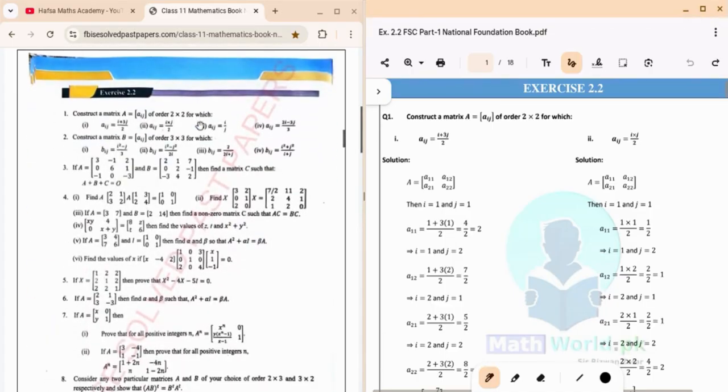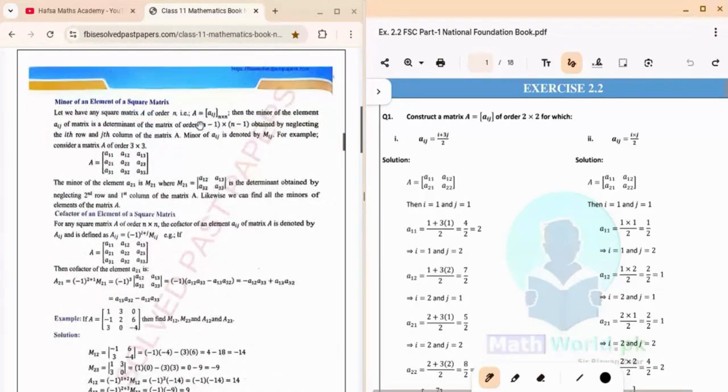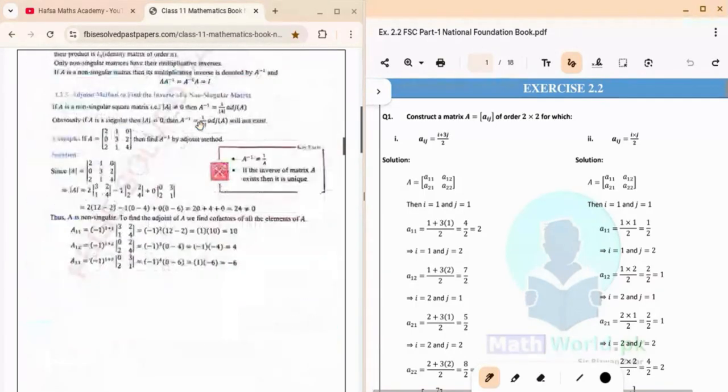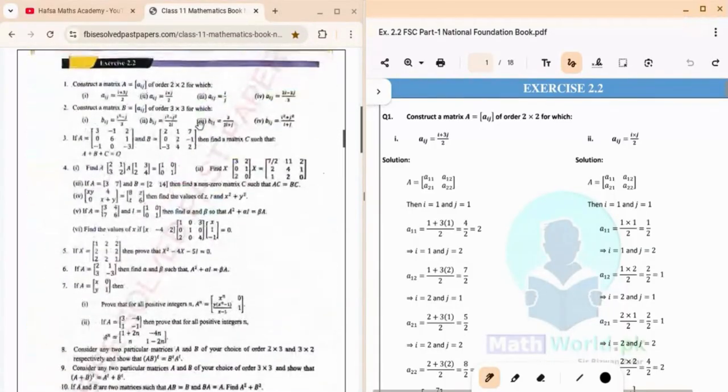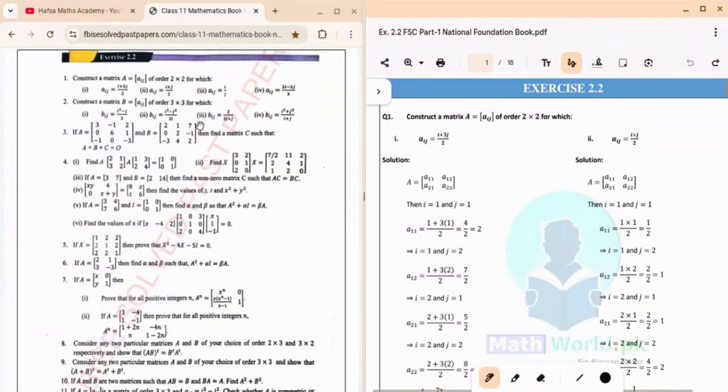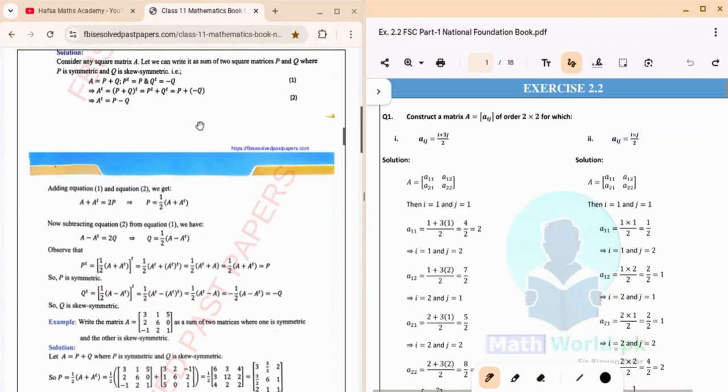So matrices and determinants, right? Where's the exercise? Let's find the exercise. That's 2.3. I went too far. There it is. Exercise 2.2. Is there anything I have to explain to you before?